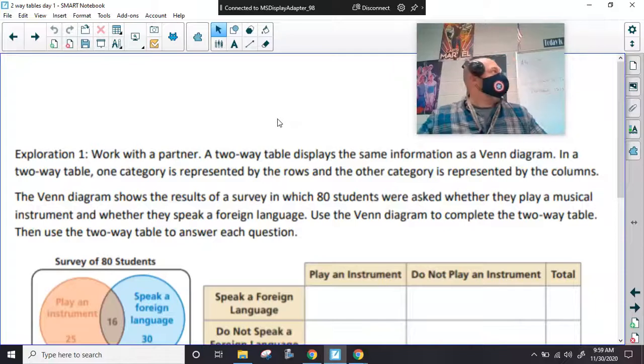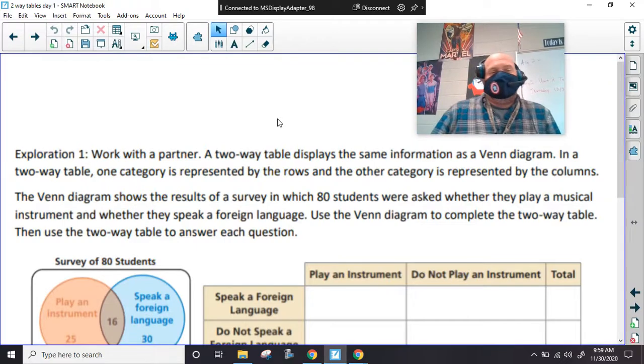All right, so you can tell, on my screen it's going to say something different than the handout because it says work with a partner. Well, we can't really do that now, thanks COVID.